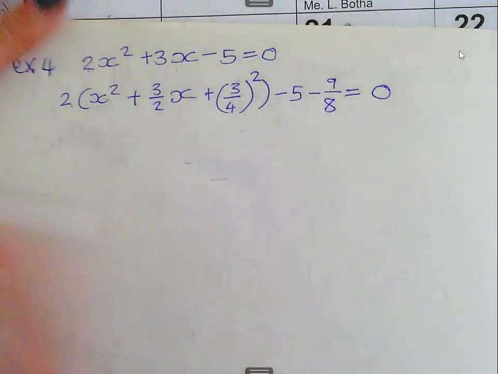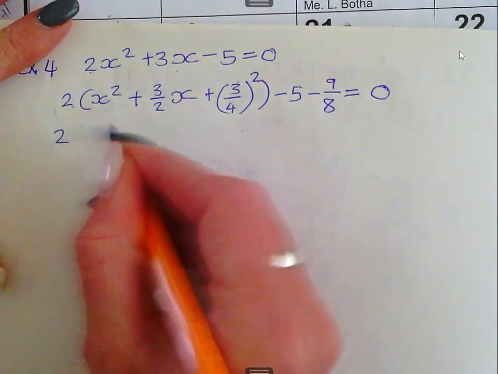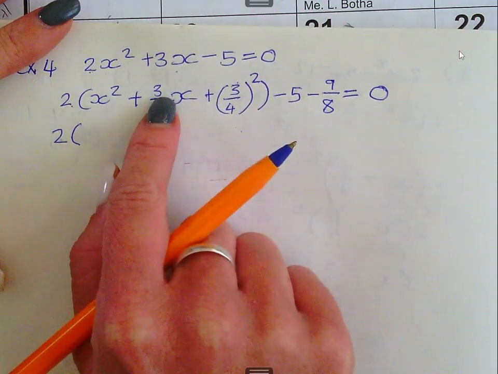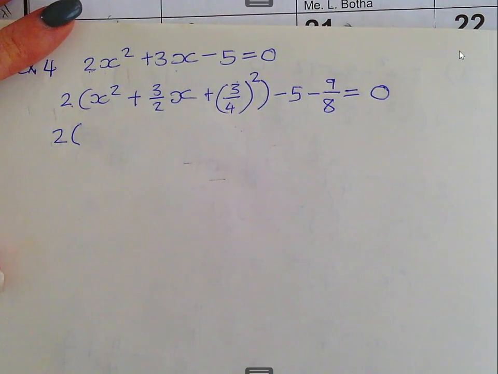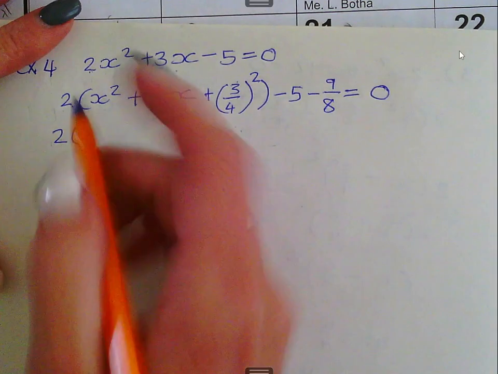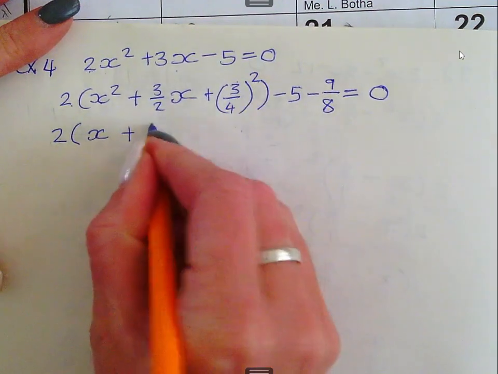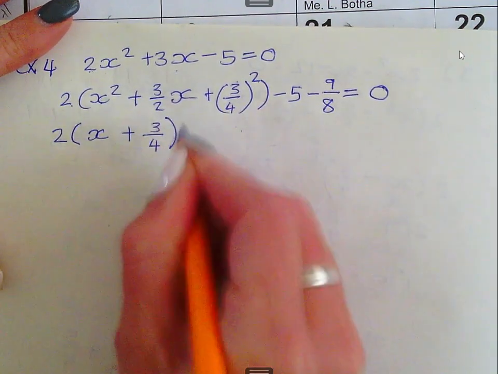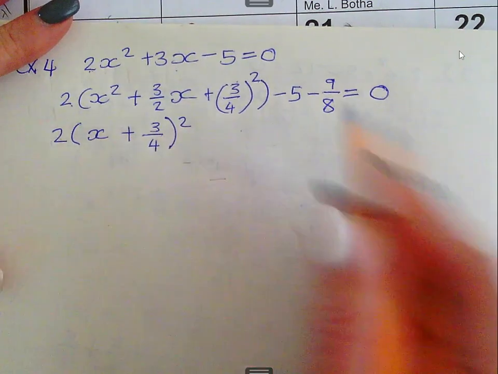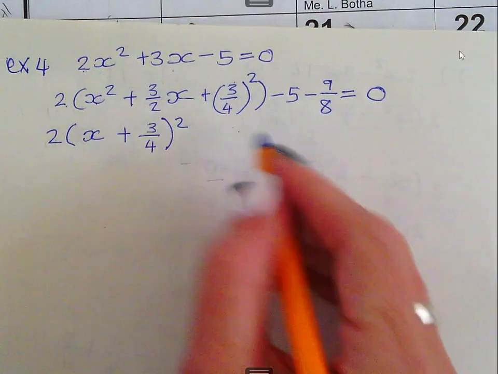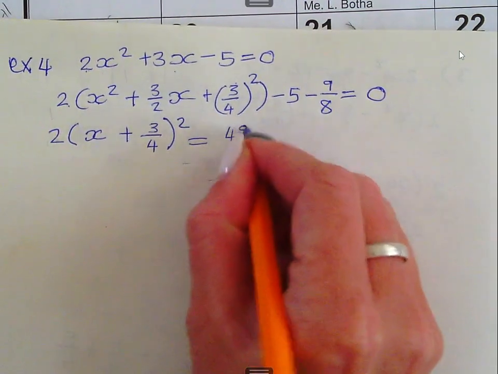Okay. Alright, so now I leave this 2 here. It's bracket. I have to factorize this perfect square that I have made. It's always going to be a perfect square because I make it perfect. So it's this one's square root, this one's sign, this one's square root, squared. And then you can use your calculator saying minus 5 minus 9 over 8. It's negative 49 over 8. I'm going to take it over to the other side. It becomes 49 over 8.